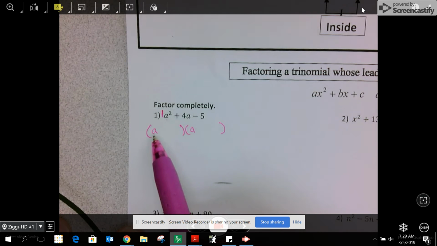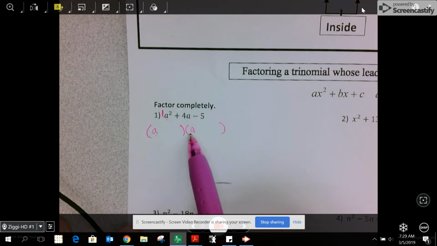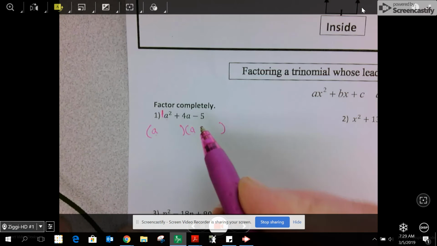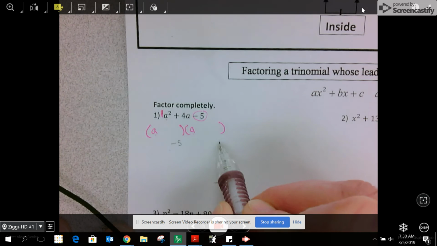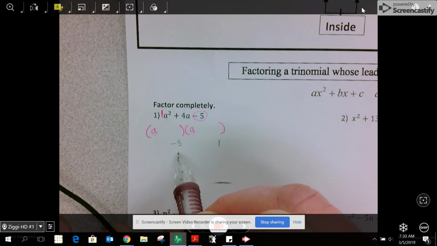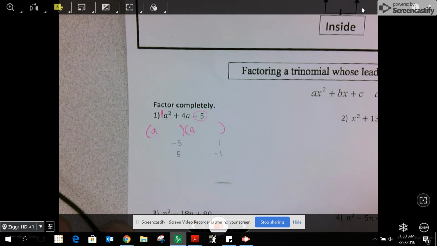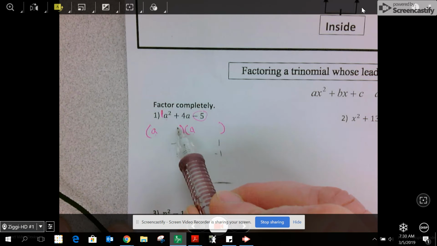Okay? And then I think of 2 things that multiply to give me negative 5. So I can either put negative 5 and 1, or I could put 5 and negative 1. Either one of those works. Okay, so those are my possible combinations for what's going to go in the last term. We use the first and the last term, and then we adjust them to get the middle term, the outside and inside.